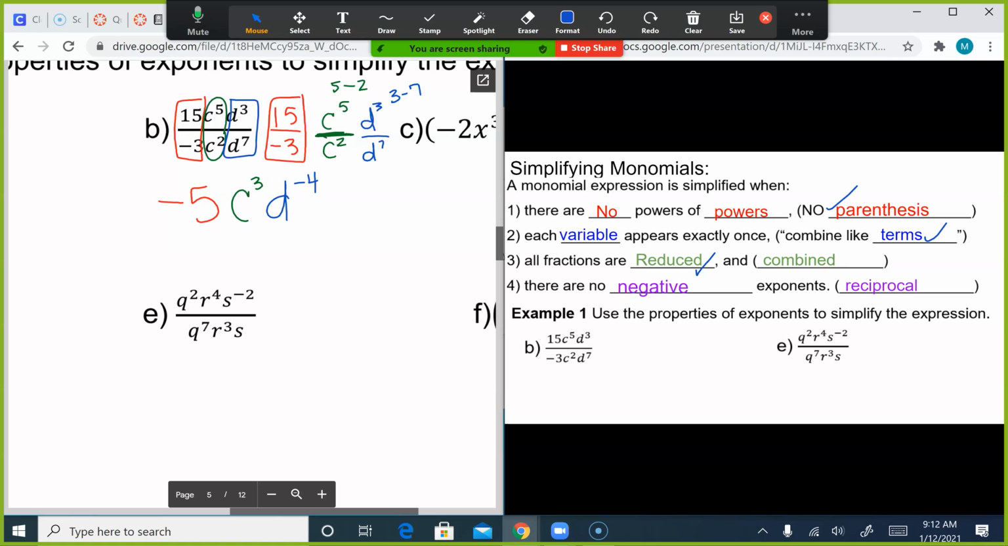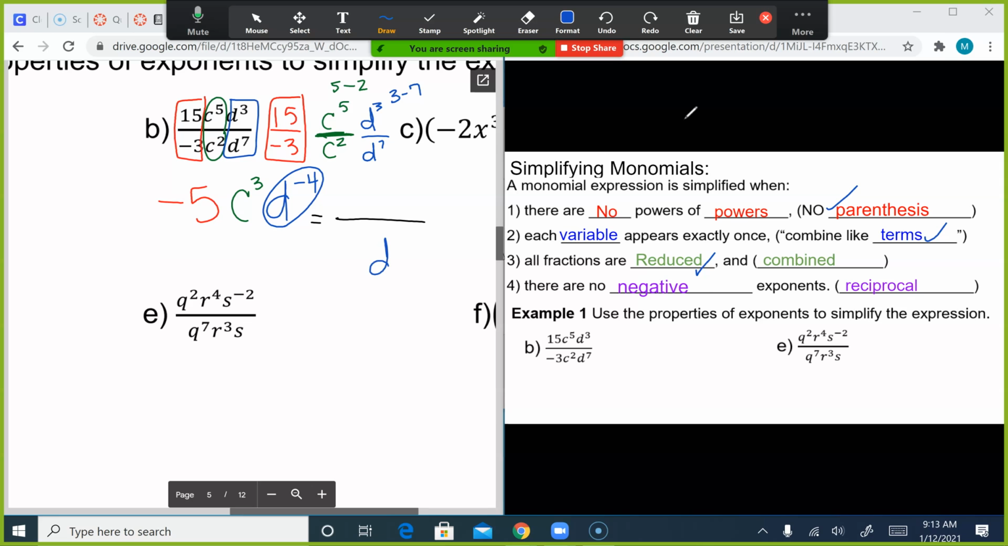So I'm not going to write it in reciprocal form. I'm just going to flip it around. So just like we did on the last problem, the one with the negative exponent is d, so that's the one that's going to go to the bottom. So d goes to the denominator, and it becomes a positive 4. The 5 doesn't flip because 5 is not a negative exponent. 5 is just a negative number. It's okay for the number to be negative. The exponent can't be negative. So the negative 5 stays, and the c cubed stays, because those are positive exponents.